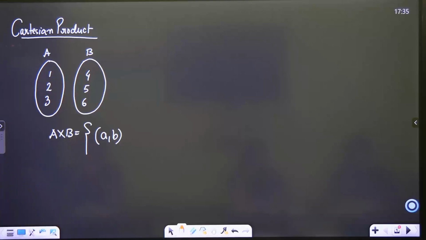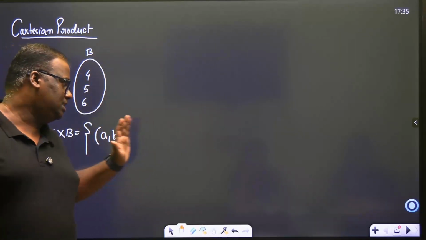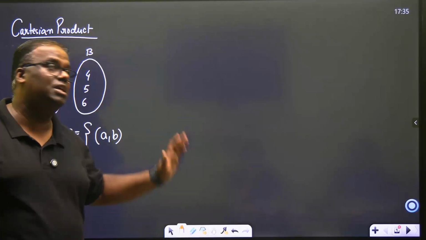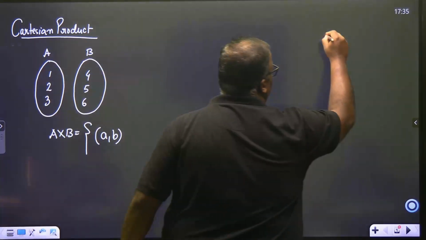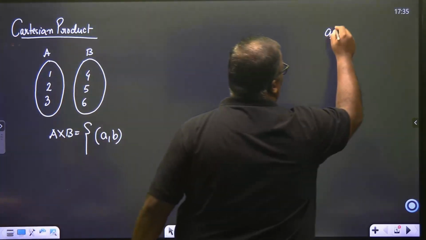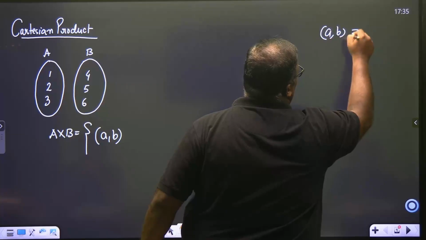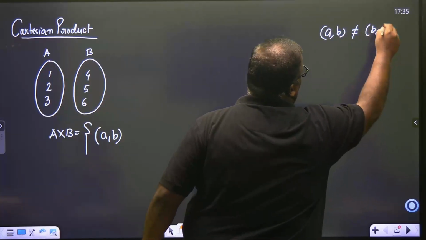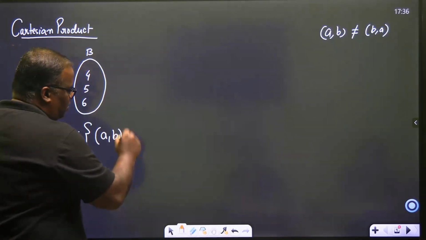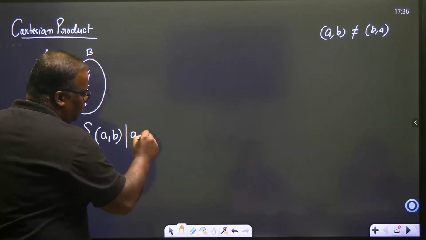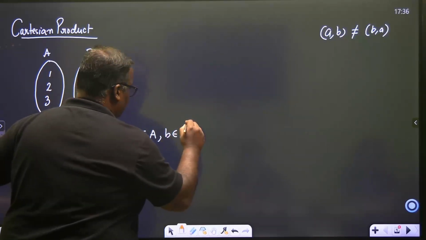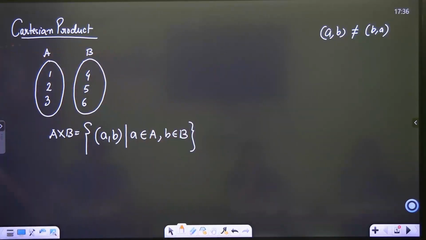Now in an ordered pair (a, b), let's say this is Neha, this is Zoe, it is completely different from Zoe, Neha. When we talk about ordered pairs, (a, b) is not the same as (b, a). Remember that. Such that a belongs to the set A and b belongs to the set B. Is this understood? This is called the Cartesian product.